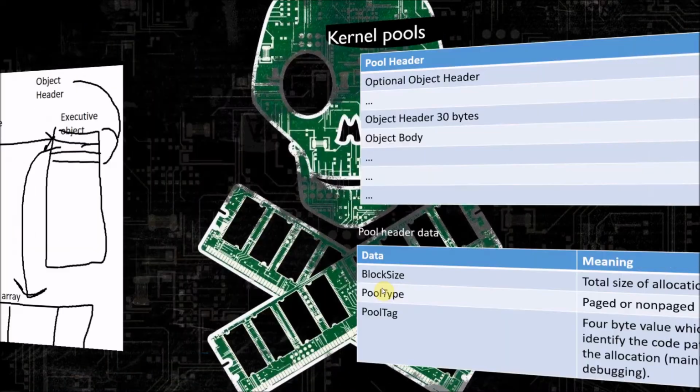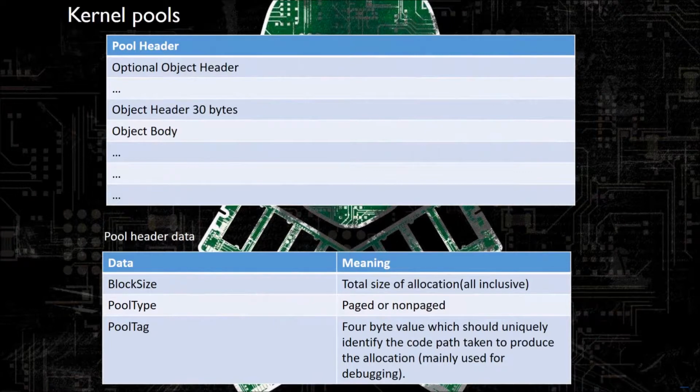So now that we've covered what an executive object is and what its header looks like, how do we allocate these things in kernel memory? Well, in the kernel we have a pool, and a pool is a section of memory that the kernel gives itself to allocate these things. From here down is the executive object we've covered previously.